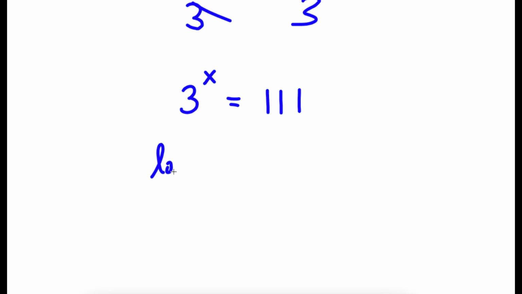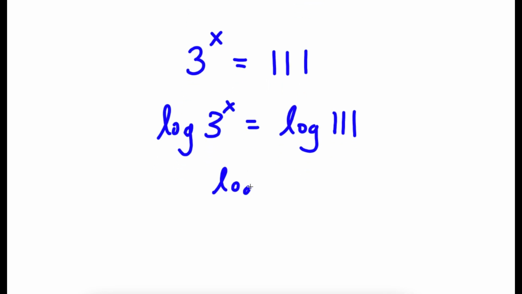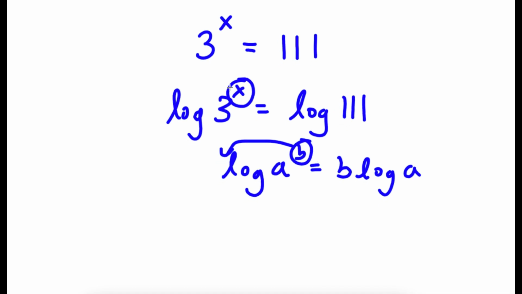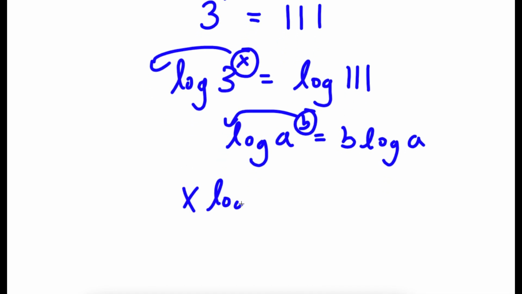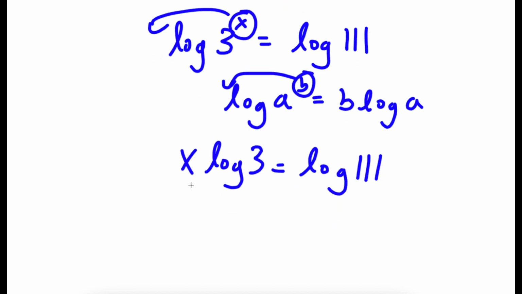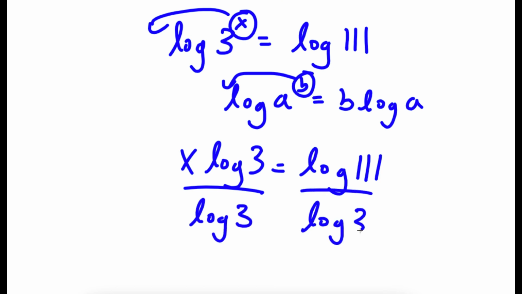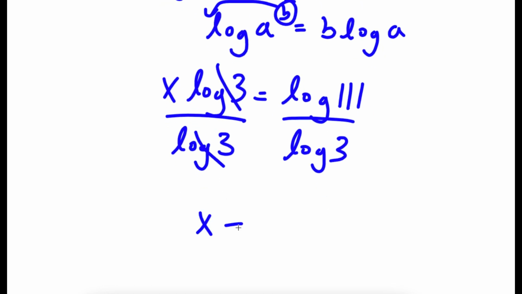Now if I take the log on both sides, I have log 3 to the power of x is equal to log 111. If I have something in the form log a to the power of b, I can move this exponent b to the front, so this is going to equal b times log a. So in this case, log 3 to the power of x, move x to the front, so then I have x times log 3 is equal to log 111. Now if I divide both sides by log 3, these two cancel out, and I have x is equal to log 111 over log 3.